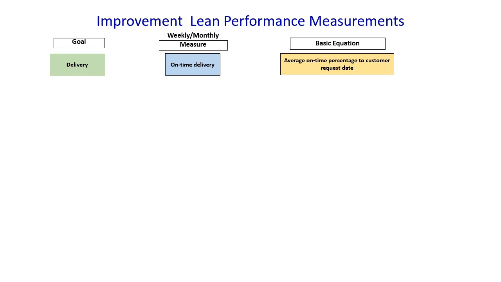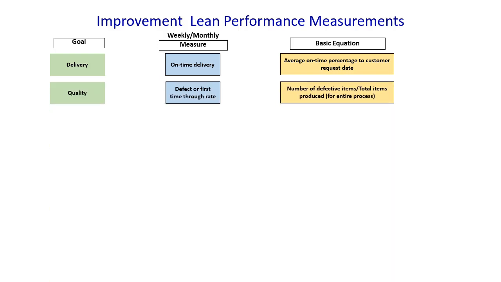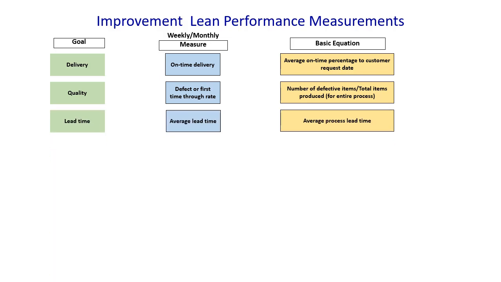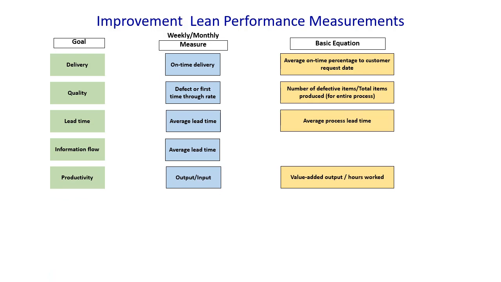So in terms of delivery, we want to measure on-time delivery to customer request date. We want to measure defects for the entire process. Want to measure the average lead time of every process. Information flow can also be measured by average lead time. We want to measure the productivity of the process. What's the value-added output of the process compared to the hours worked?